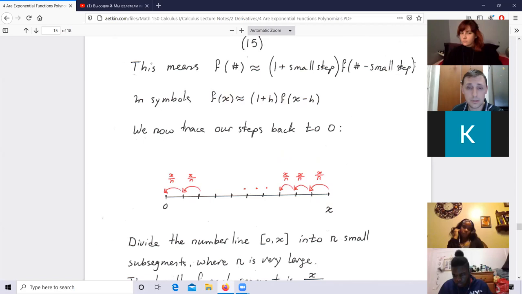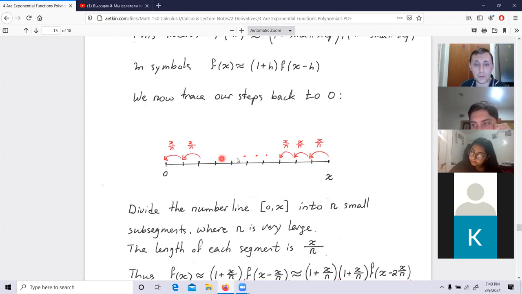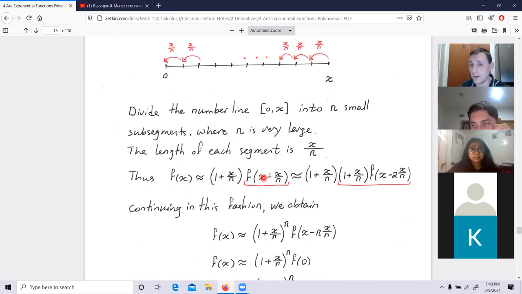Here we go. I want to walk all the way to 0. So what do I begin? I say, okay, 1 plus x over n, the function at the previous step. Now I cannot calculate this. You see here it's in red. I can take one step back. And when I take one step back, I multiply by 1 plus x over n.